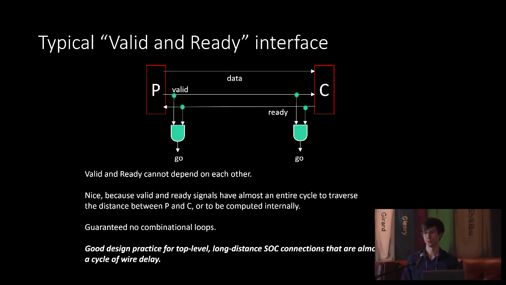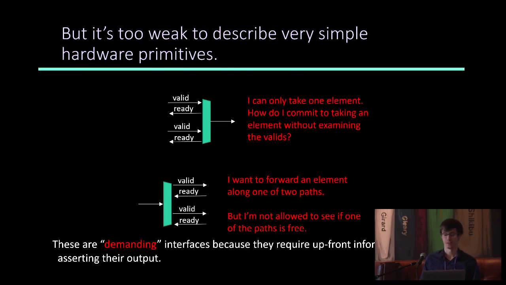So your typical ready and valid interface looks like this. You have your producer and consumer. The producer says, I have valid data, and the consumer says, I am ready to consume that data. And both of them know that when both valid and ready are high, we're able to go ahead and do our action. And in this system, valid and ready can't depend on each other, because by the time the valid signal propagates to the other side, the ready signal has already had to have been sent out. This is nice because it avoids a round trip, and it also has guaranteed no combinational loops, but it's not a general case. There are simple hardware primitives that simply cannot support this.